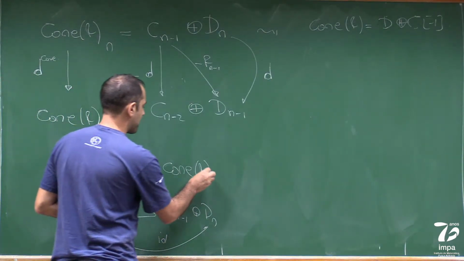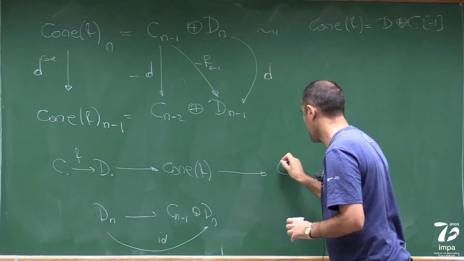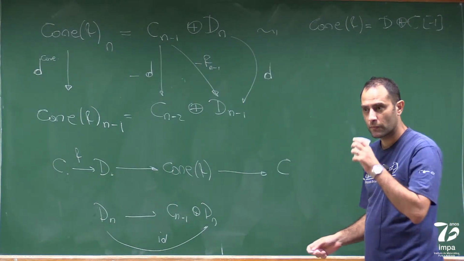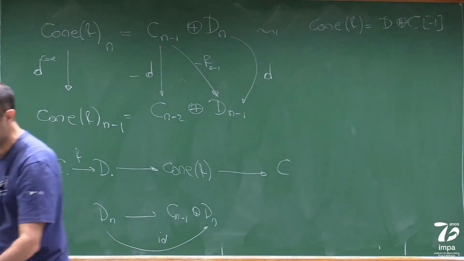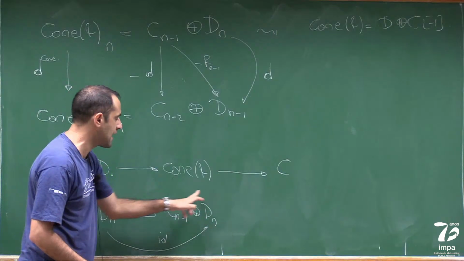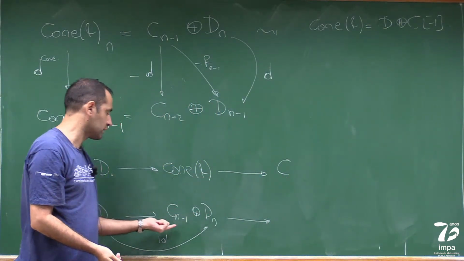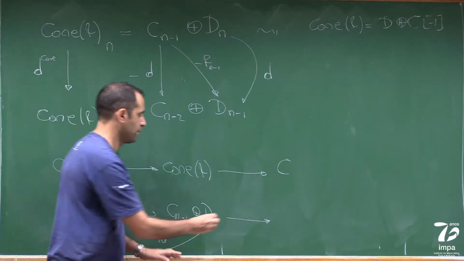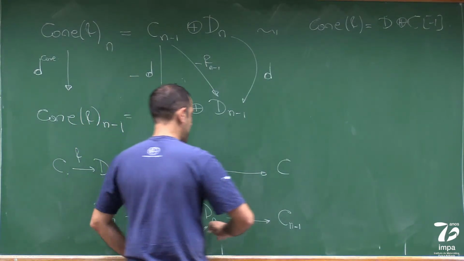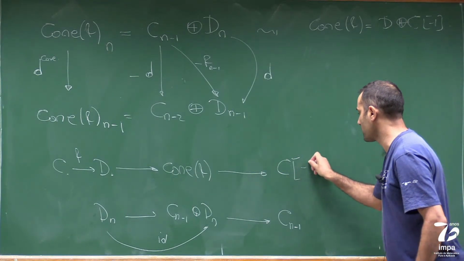And then there's also a map from the cone of f to C. But here it's not just C, it's C shifted by 1. So let's check it. We have a map from the cone of fn, which is this guy, and I want to map it to Cn. Well, to Cn I cannot, but I can map it to Cn minus 1, which is just the projection. So if I want to map this to this, and I want it to be a map of complexes, then I better put here a minus 1.